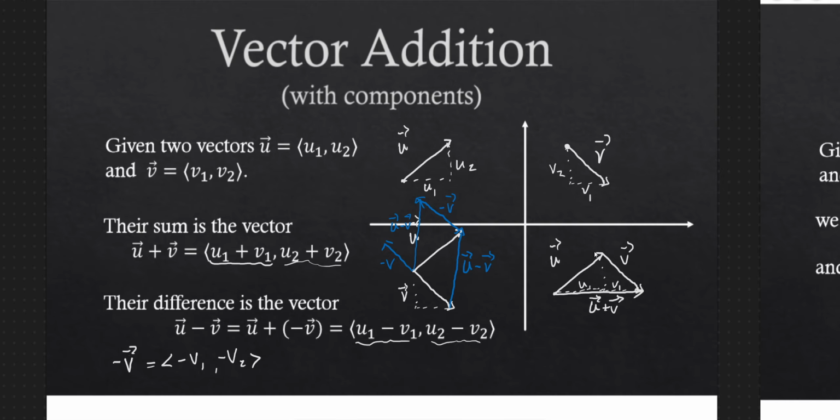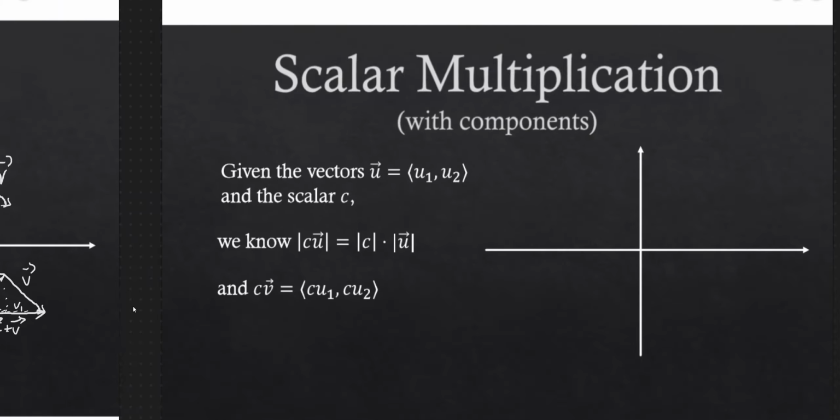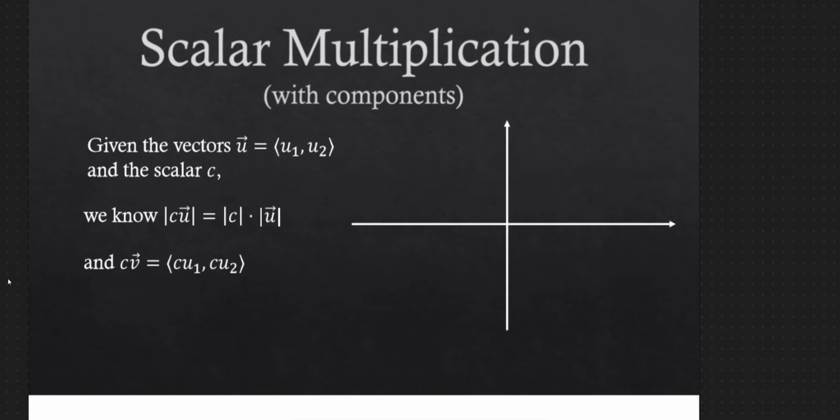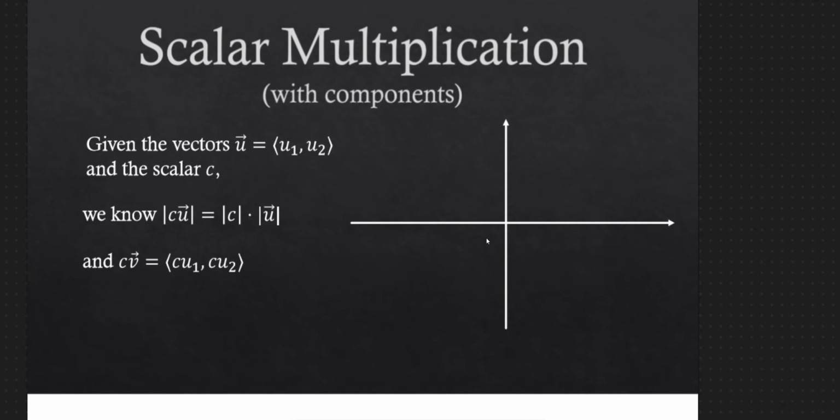All right, so that's vector addition in terms of their components. We also have scalar multiplication in terms of components. So let's say I take a vector like, I'm going to actually give this some components. I'm going to do 1, 2.